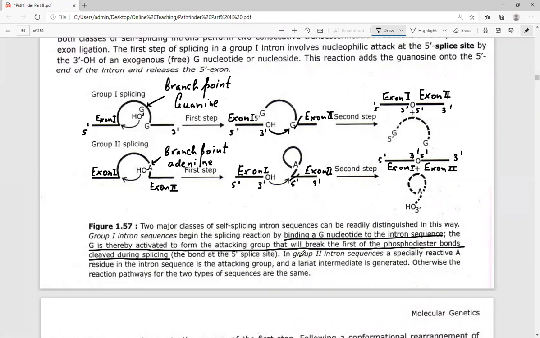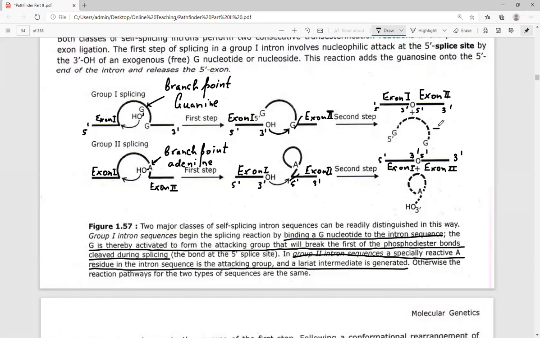In group second intron sequences, a specialized reaction residue, an adenine residue in the intron sequence, is the attacking group, and a lariat intermediate is generated. Then in the next reaction, the first exon hydroxy group will attack exon number second. When the hydroxy group attacks exon number second, a lariat-shaped structure will be removed, and this lariat-shaped structure would be subjected to degradation. It might be degraded, but it is not always degraded.